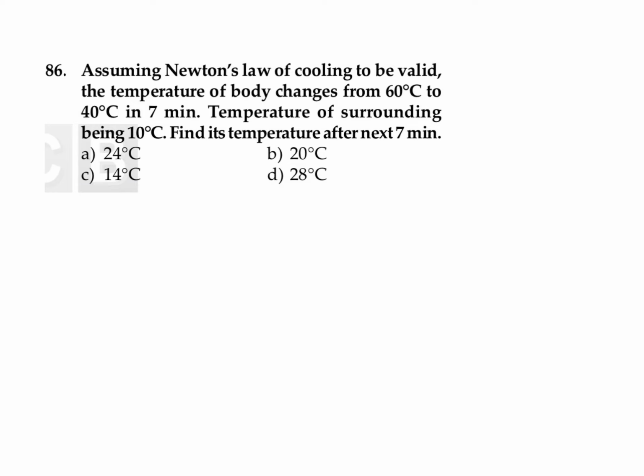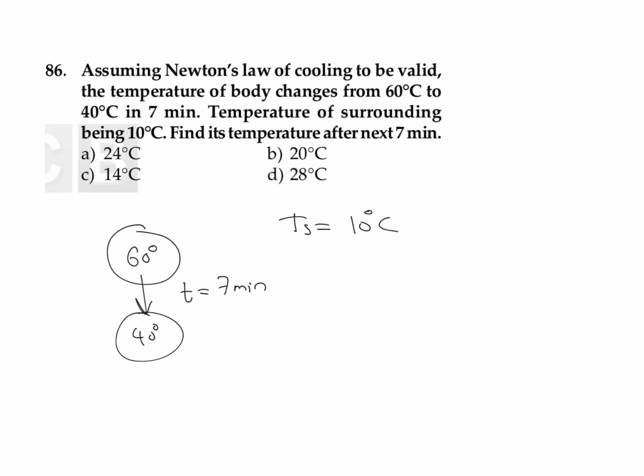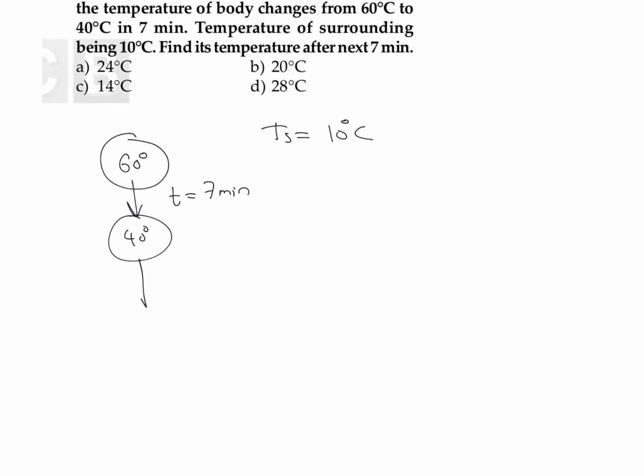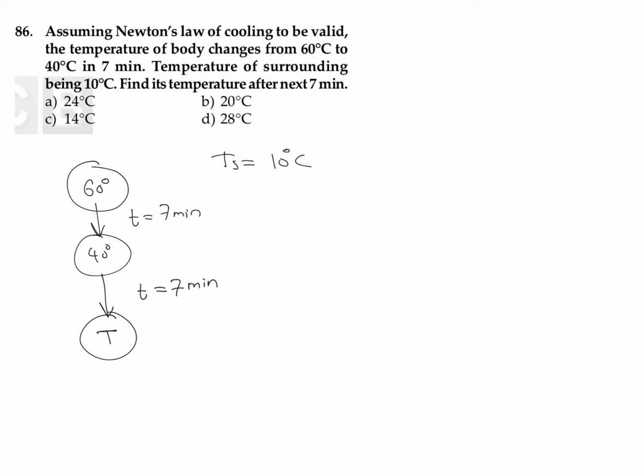So in this question it is given that the temperature of the body changes from 60 degrees Celsius to 40 degrees Celsius in a time of 7 minutes. The temperature of the surrounding is given as 10 degrees Celsius. So again the temperature is going to decrease. Our aim is to find the temperature after 7 minutes again. So let's say after 7 minutes the temperature of the object becomes equal to T.